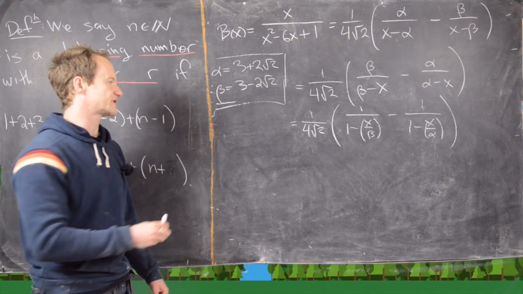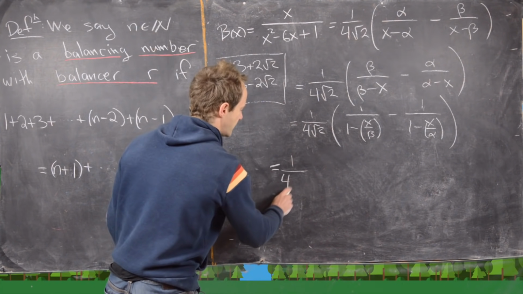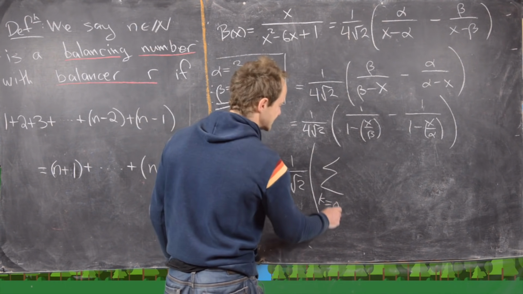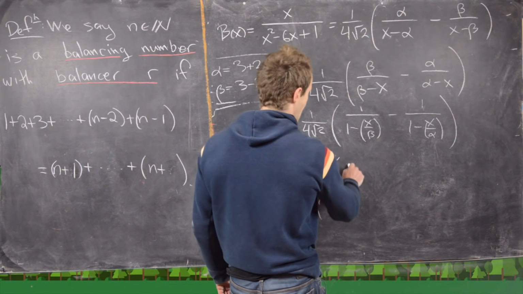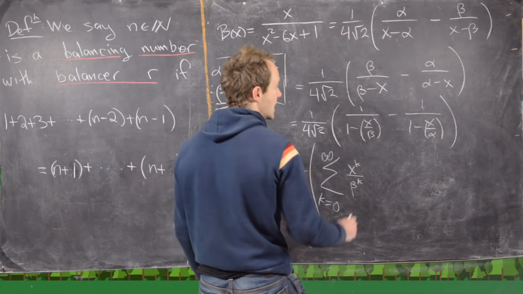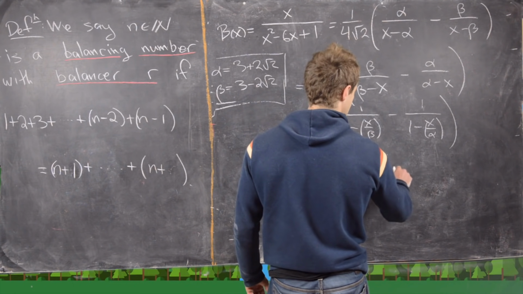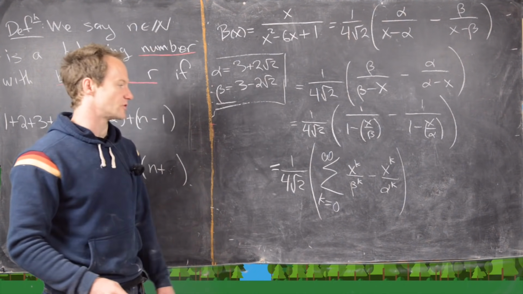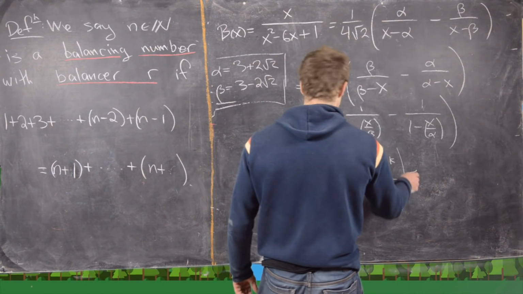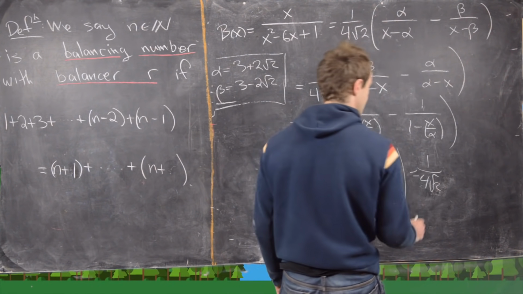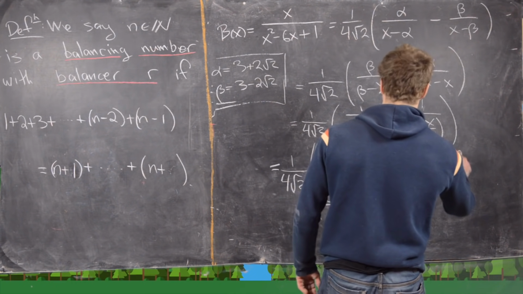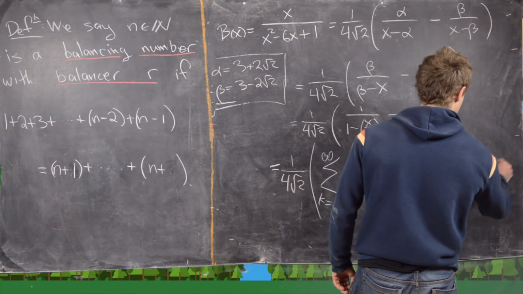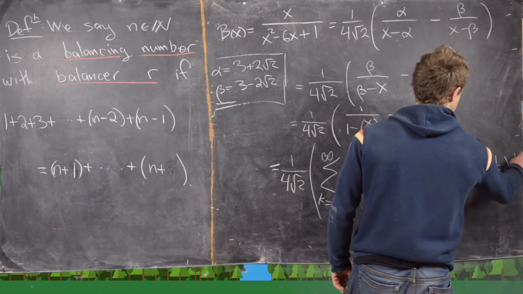And now I can use a geometric series formula to rewrite this as 1 over 4 times the square root of 2. And then this is going to be equal to the sum, k equals 0 to infinity, of x to the k over beta to the k minus x to the k over alpha to the k. But notice that we don't need the k equals 0 term here because that will cancel, and that will give us exactly 1 over 4 times the square root of 2 times the sum k equals 1 to infinity of, we can write this as, 1 over beta to the k minus 1 over alpha to the k times x to the k.